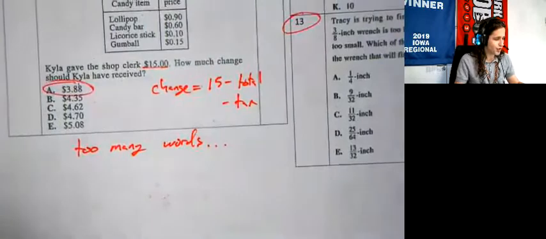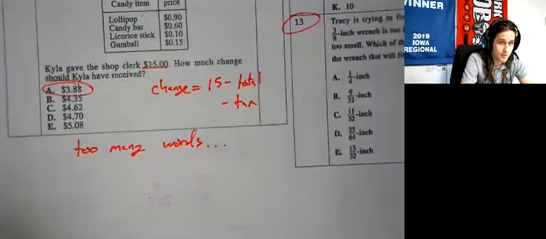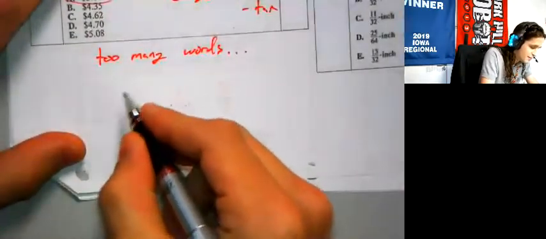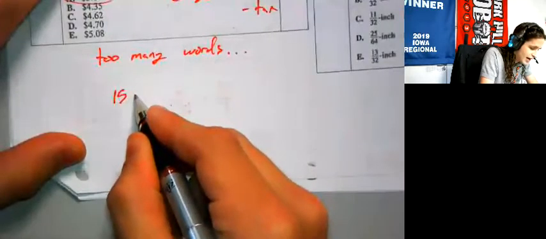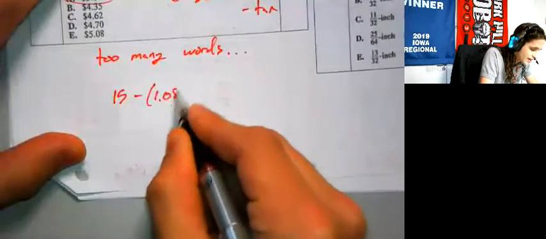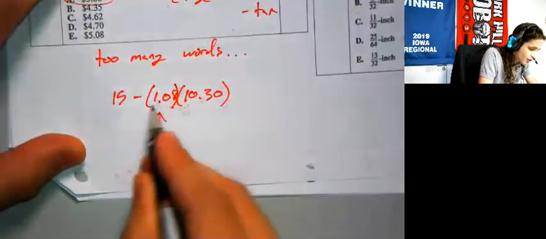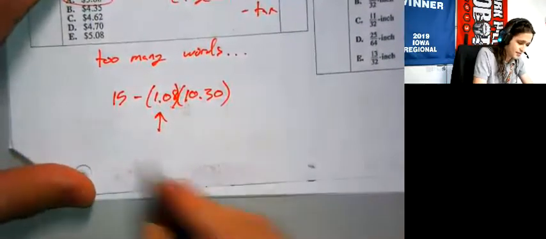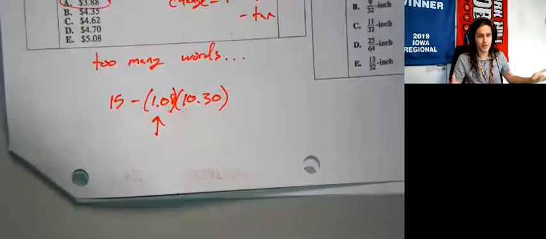Right. So what are we doing here? You can write these problems out with algebra. If you had wanted to write this problem out with algebra, it would have been $15 minus 1.08 times 1030. Why 1.08? That's the whole amount of the product plus the 8% sales tax. That's how you would have done it with some algebra, or with arithmetic.